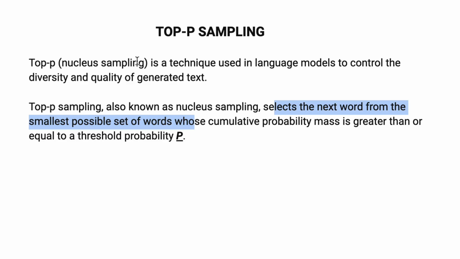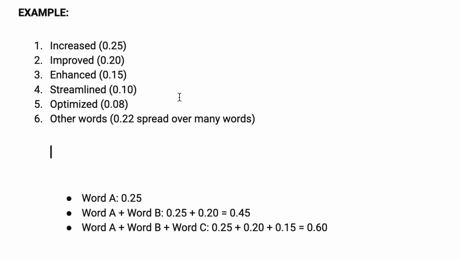And so here's how it would work. Let's say, for example, you're writing a business document, and what you're trying to express is that something will increase. And you could use the word increase, that's the most likely. It's assigned a probability of 0.25. But then there are other words that you can use, synonyms: improved, enhanced, streamline, optimize, and many other words that cumulatively have a value of 0.22.